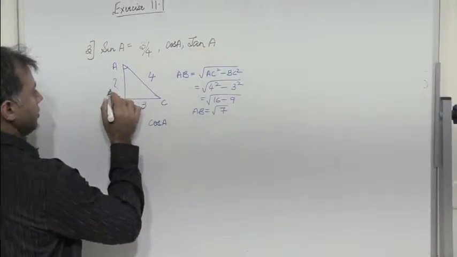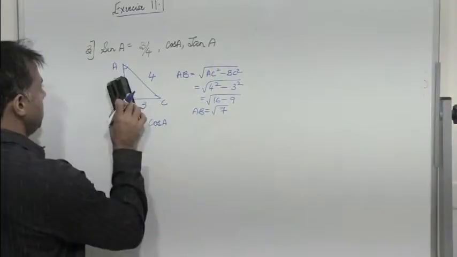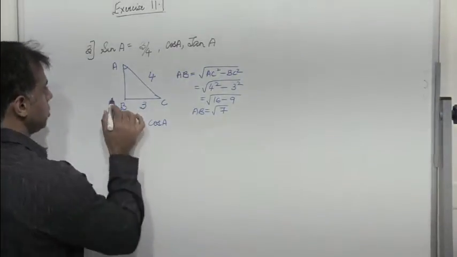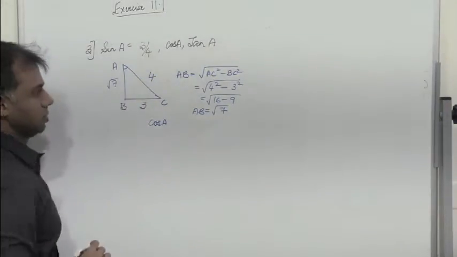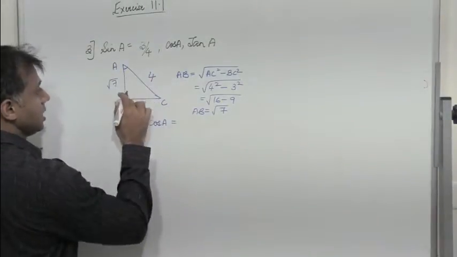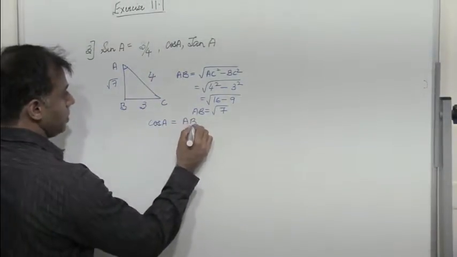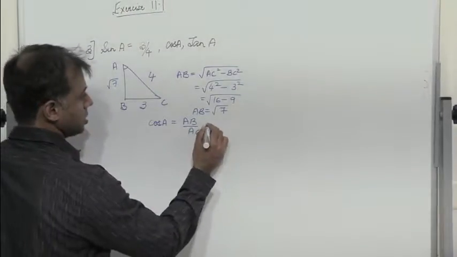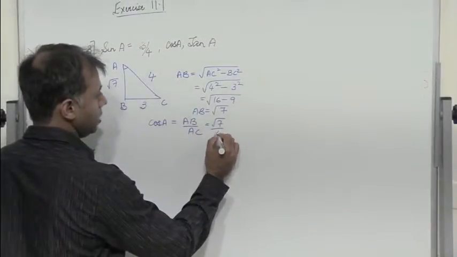So this is root 7 now. So I know the value of AB. AB is root 7. So what is cos A? Cos A is the adjacent side to A, which is AB, by AC, which is root 7 by 4.